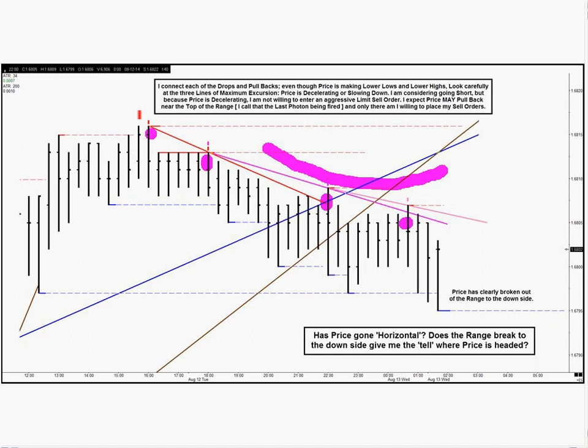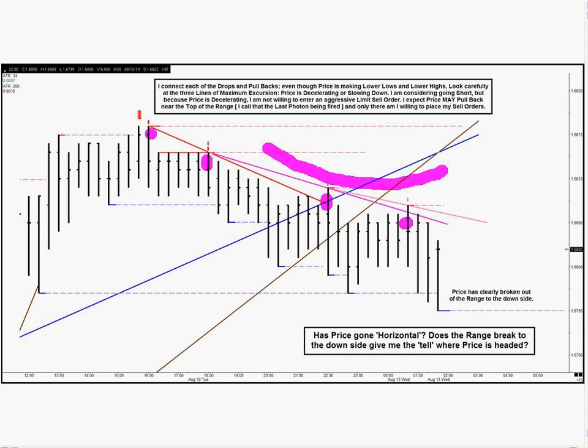So what did I write? I connect each of the drops and pullbacks. Even though price is making lower lows and lower highs, look carefully at the three lines of maximum excursion. Price is decelerating or slowing down. I'm considering going short, but because price is decelerating, I'm not willing to enter an aggressive limit sell order because I expect price may pull back near the top of the range.